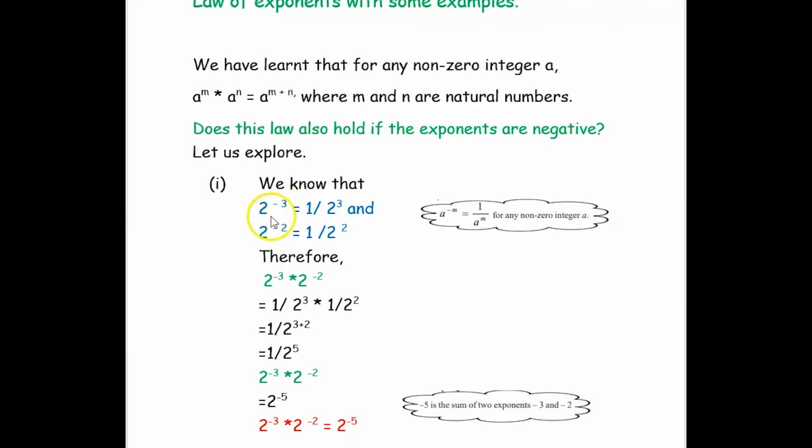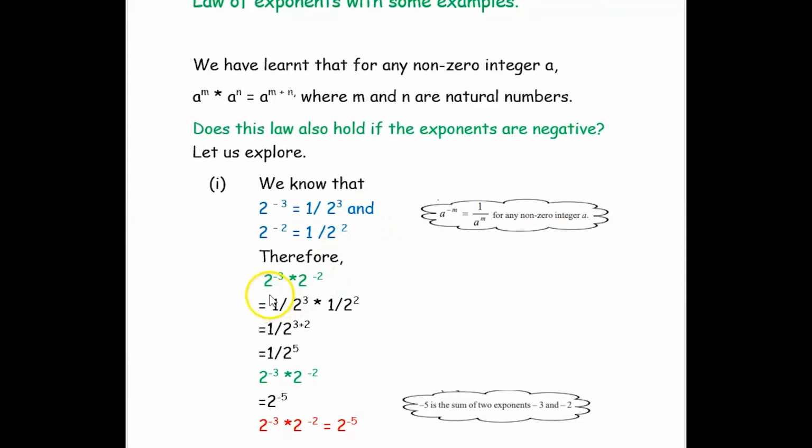We know that 2 raised to the power negative 3 is equal to 1 divided by 2 raised to the power positive 3, and 2 raised to the power negative 2 equal to 1 divided by 2 raised to the power positive 2. In our previous videos, we have learned this law, that is, a raised to the power negative m is equal to 1 divided by a raised to the power positive m for any non-zero integer. So using this law we have written like this.